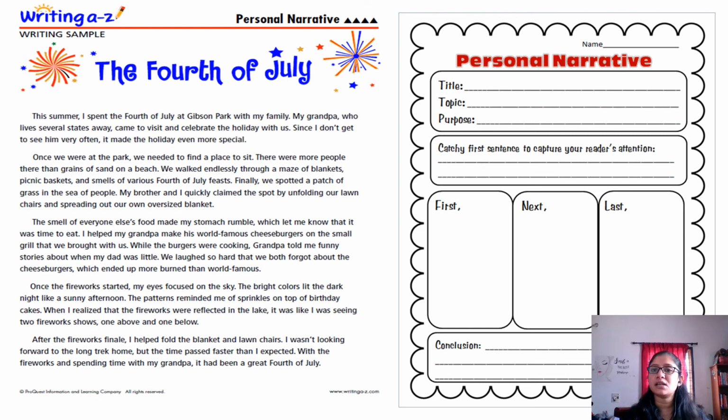Next, the catchy first sentence to capture your reader's attention. By looking at the passage, where do you think the child or the narrator has grabbed the attention of the reader? That sentence you need to write here.